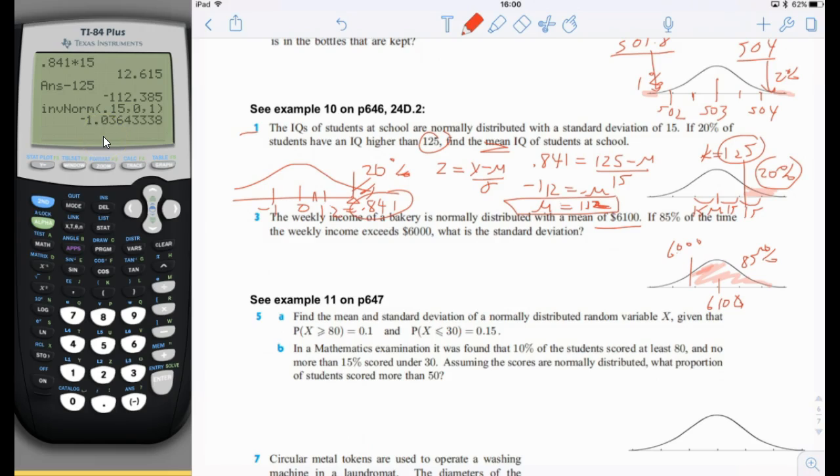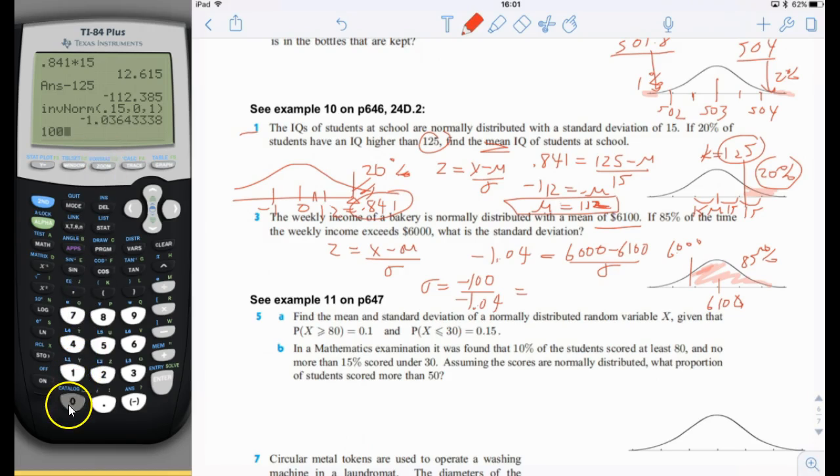So now we can use this formula, right? We know that z is negative 1.04, x is 6,000, and mu is 6,100. We just don't know what sigma is. So now we can just rearrange algebraically. 6,000 minus 6,100 is negative 100, of course.